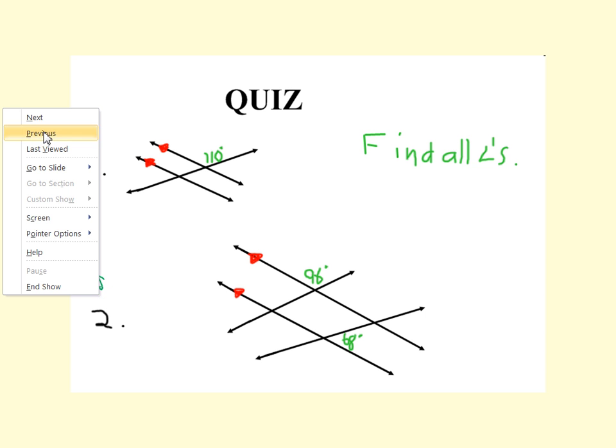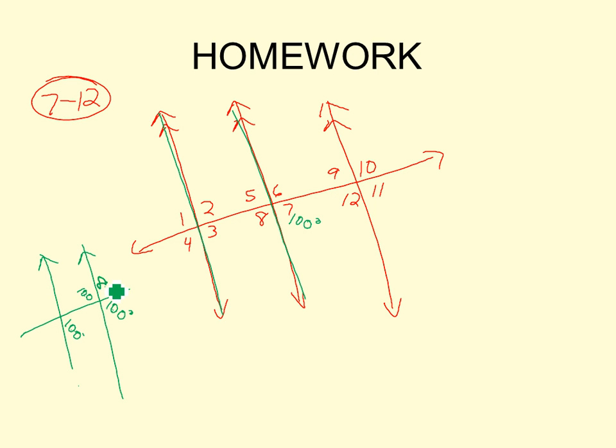Let's go back. Switched on me. That's 80. This angle's vertical to that, that's 80. This one and this one down here are corresponding angles, so that's 80. This one and this one are alternate interiors, so that's 80. This one and this one are vertical, so that's 100.